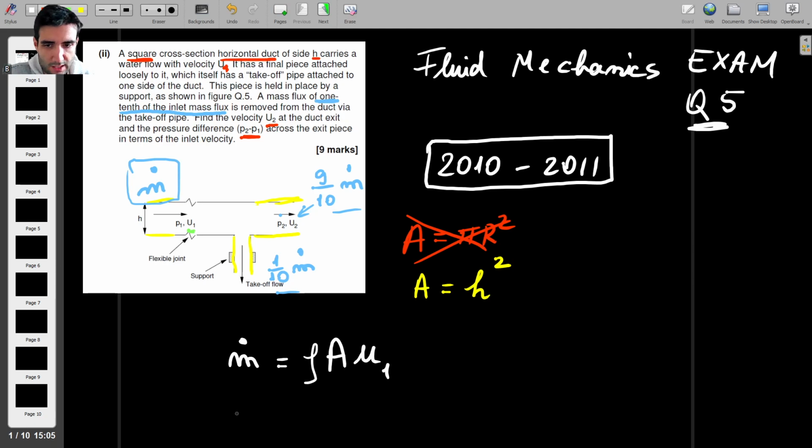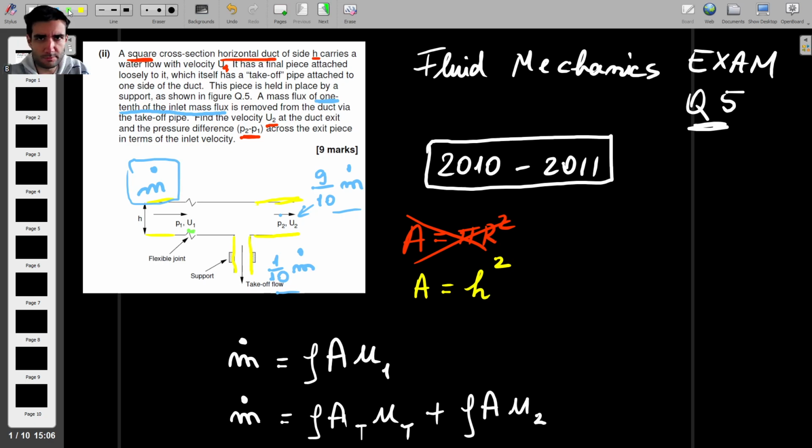And this is the same as, so the same mass flow rate m dot can be written as the sum of the mass flow rate through the takeoff pipe, which is rho times an unknown area, let's call it AT for the takeoff area, and then a velocity here, which is again unknown, plus rho times A times u2.